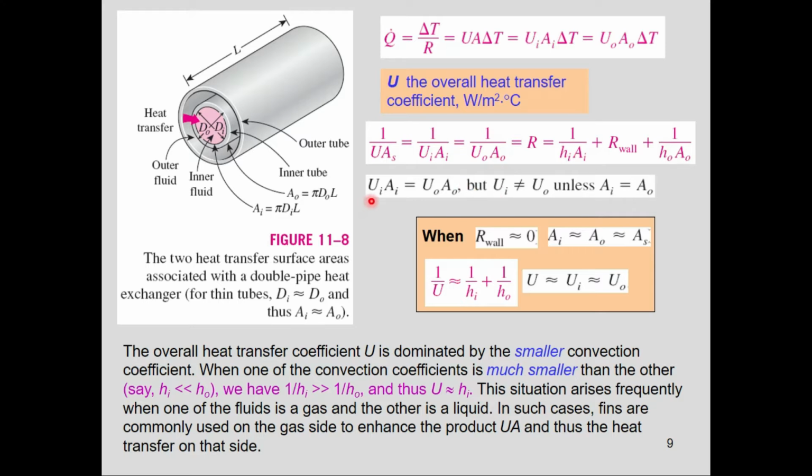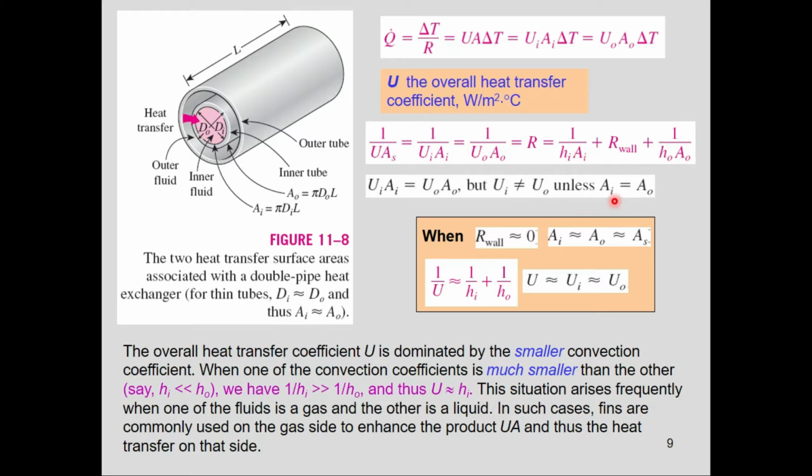So here one thing is very important: the product of the overall heat transfer coefficient for the inner fluid and the inner surface area is equal to the product of the overall heat transfer coefficient and the surface area for the outer tube, right? But keep in mind that the products are the same, but it does not mean that their overall heat transfer coefficients are the same. Ui and Uo are not equal unless their areas are the same, right?